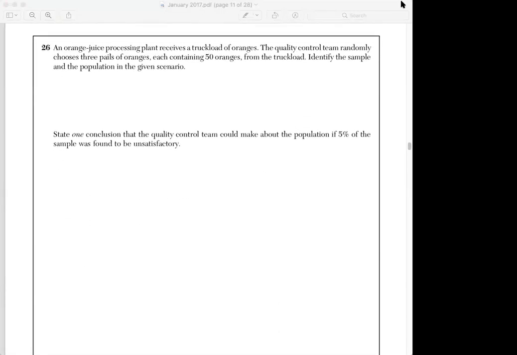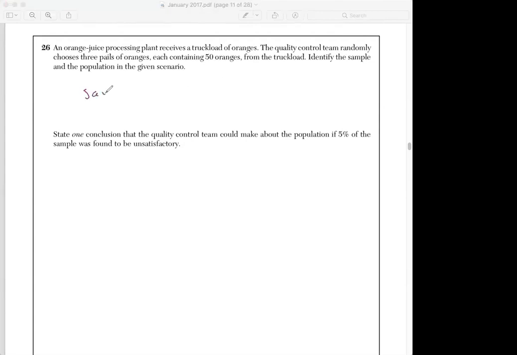Okay, 26. This one you can reason out. An orange juice processing plant receives a truckload of oranges. The quality control team randomly chooses 3 pails of oranges, each containing 50 oranges, from the truckload. Identify the sample and population in the given scenario.